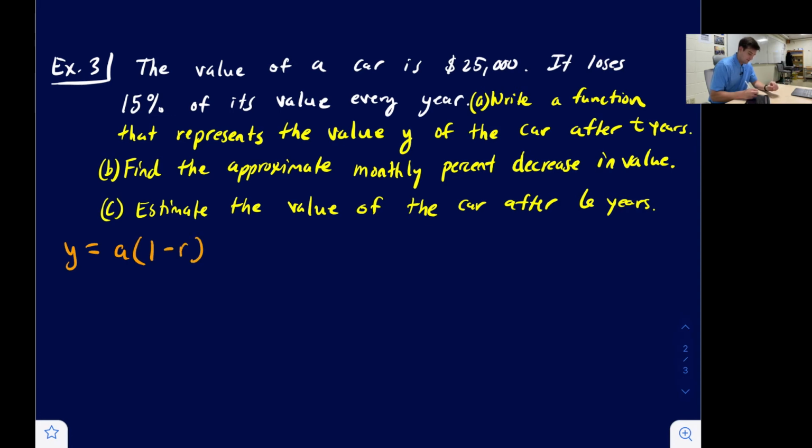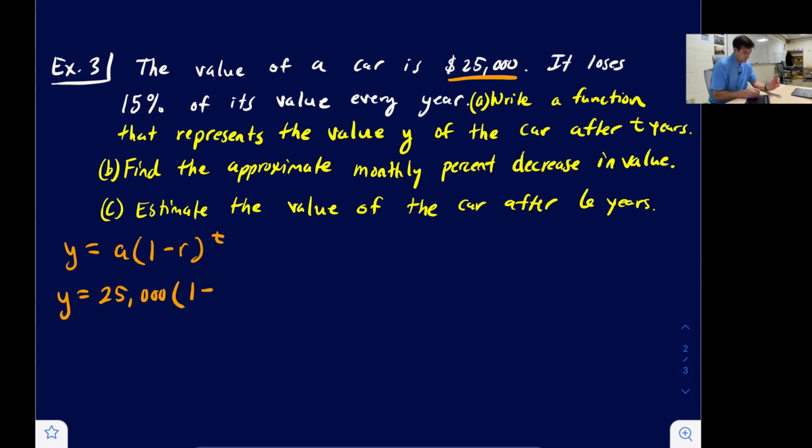We're going to say 1 minus r, and we're going to raise it to the t power. Minus, because we're talking about going down in value. So now we're going to plug in our information. So 25,000 is our starting value. And we're going to say 1 minus.